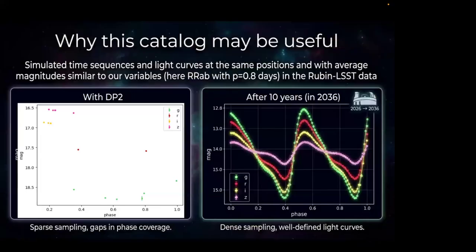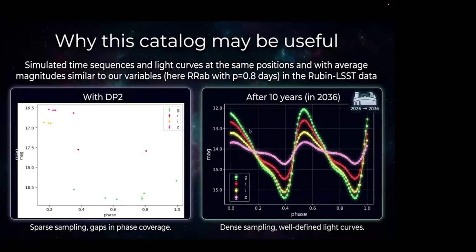Okay, then we started to do some simulation. In this figure on the left, you will see the simulation for one of our variable candidates in the B2 field, which is an RR-AB type with a period of 0.8 days. One of our colleagues, Marcella Di Crescenzo, did the simulation for the GRIZ bands for this RR-AB type for the DP2 catalog.